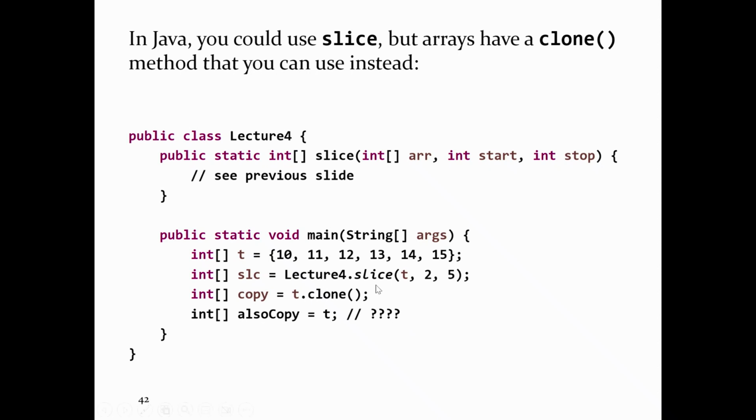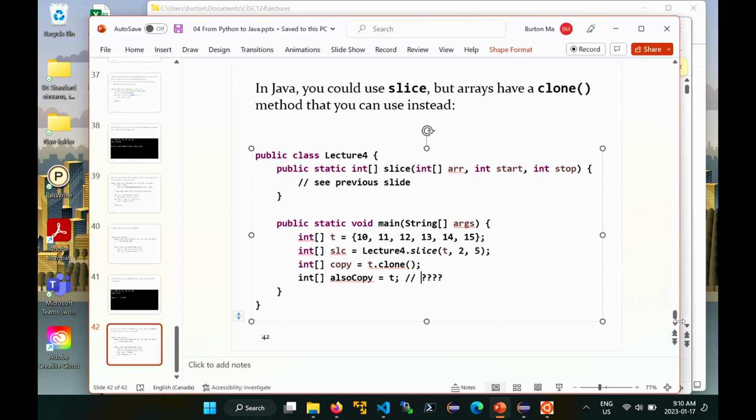If you need an independent copy, either call clone, or write a loop: make a new array, and copy the elements into the new array manually. All right, any questions about this particular lecture?